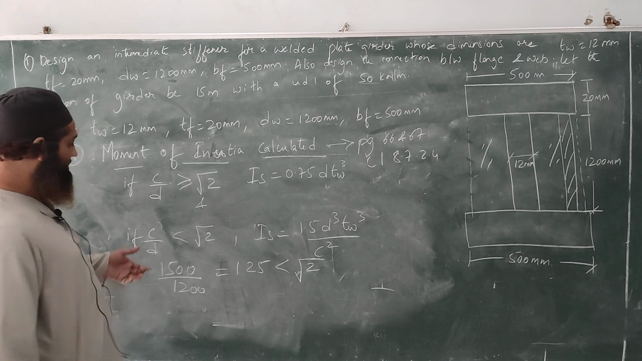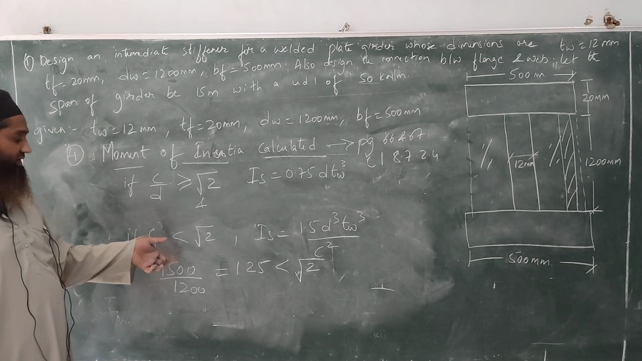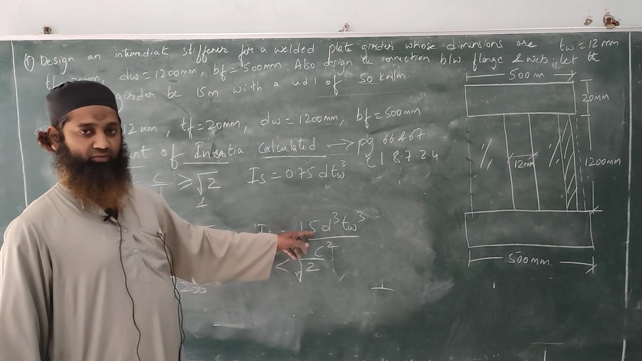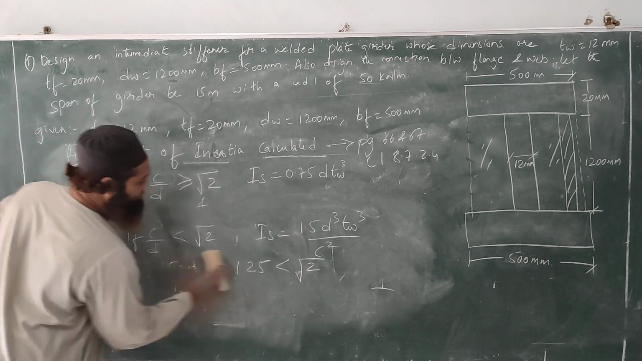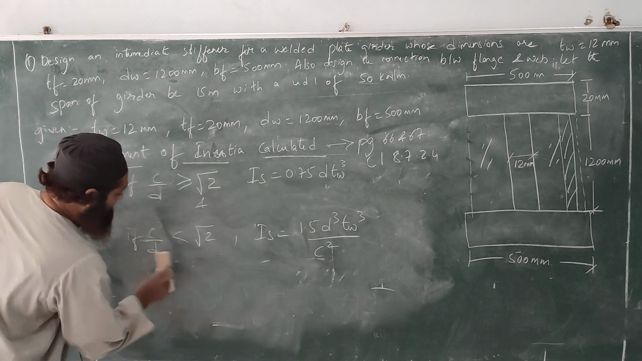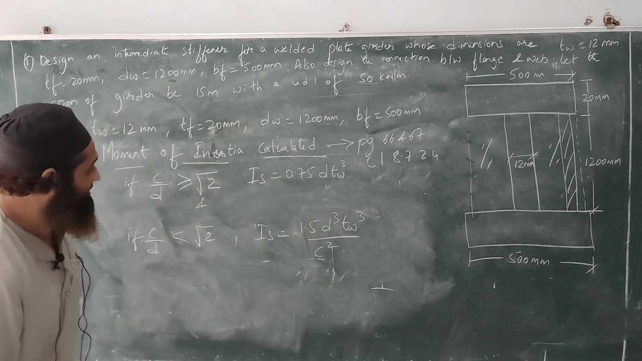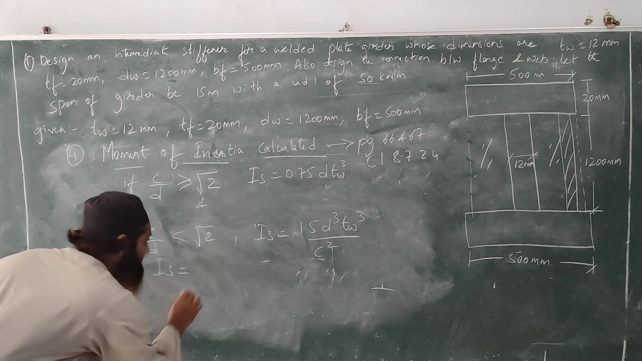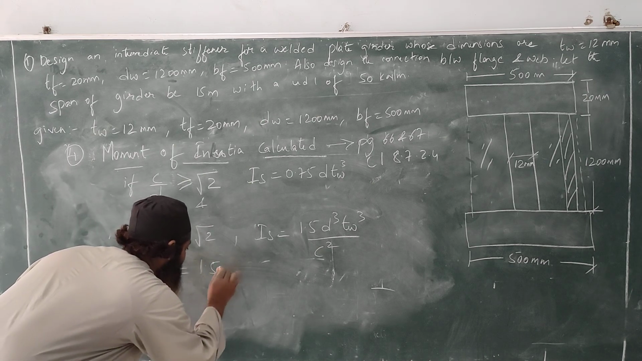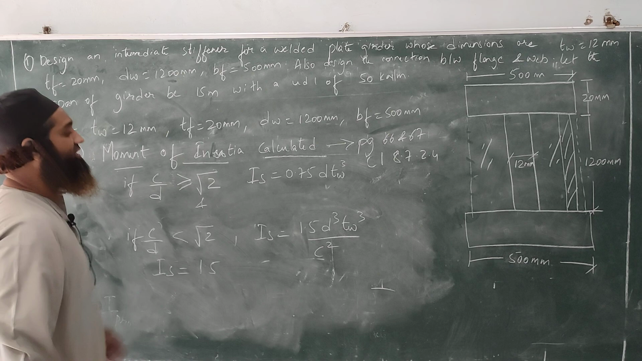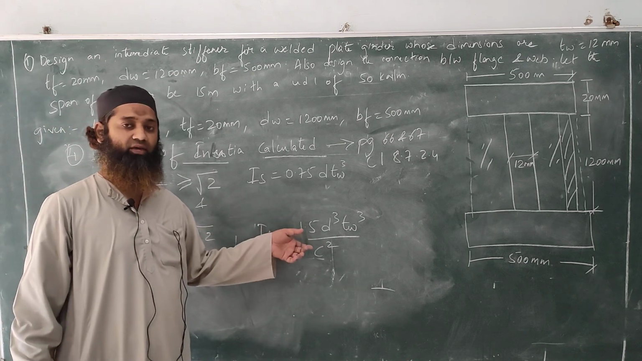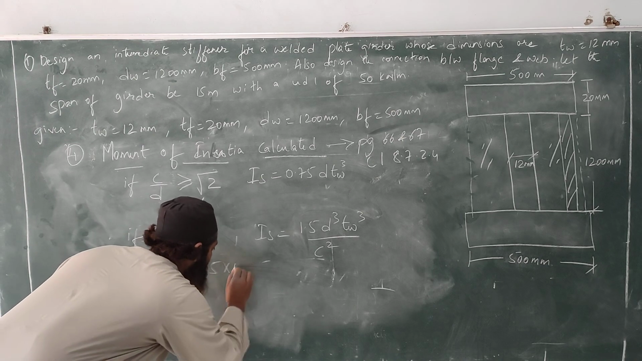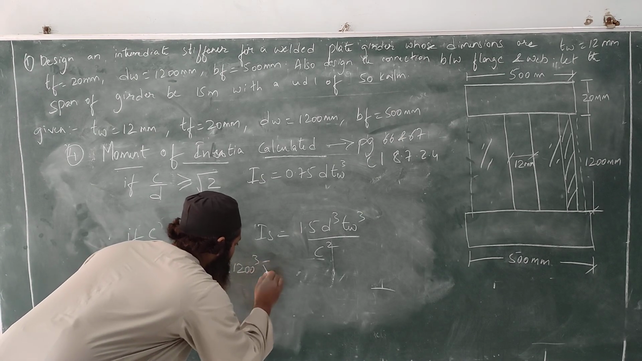We'll have to use C by D is less than root 2. We'll be using this moment of inertia formula here now. Okay, let us substitute this value here and check what answer we are getting. So IS is 1.5 into D cube. As I told you, D is the depth of the web. We have got it as 1200. I'll just substitute 1200 cube into TW.